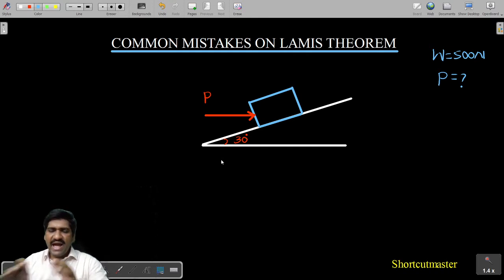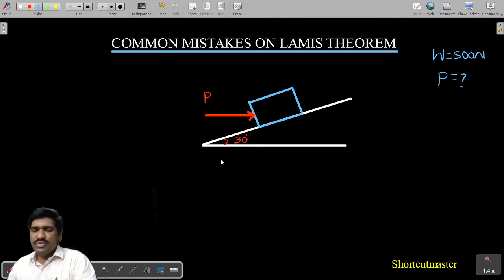Okay, so today I am here with Lami's Theorem. Many students make mistakes in applying Lami's Theorem. I will agree with you, Lami's Theorem is very simple to apply, but many students make mistakes in applying it. So let me try to remove the mistakes which you make in the examination, definitely for sure. Have some patience, I will complete this in only 30 to 40 seconds.